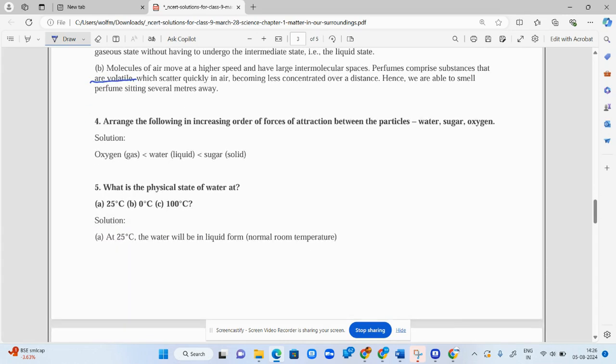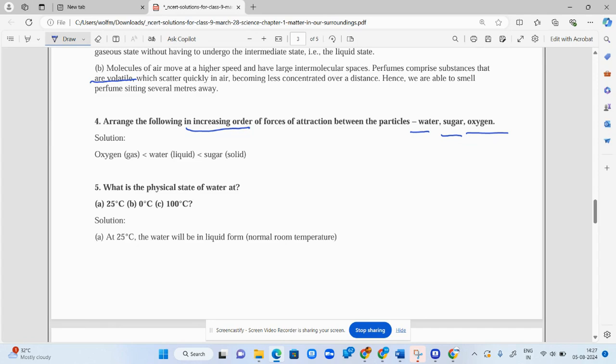Arrange the following in increasing order of force of attraction between the particles: water, sugar, oxygen. We all know very well oxygen is a gas, sugar is a solid, water is a liquid. Listen carefully, look at the question: increasing order, so it should start from the least. Gases have the least force of attraction. So first oxygen, then liquid water, then solid sugar.